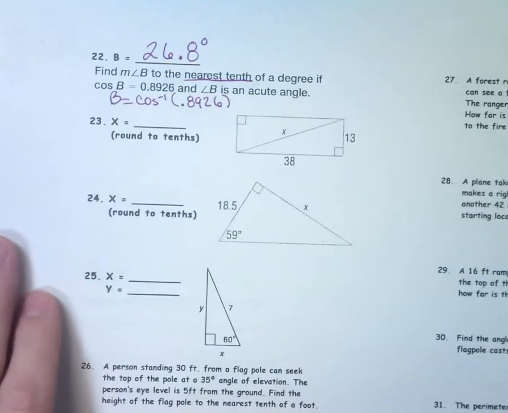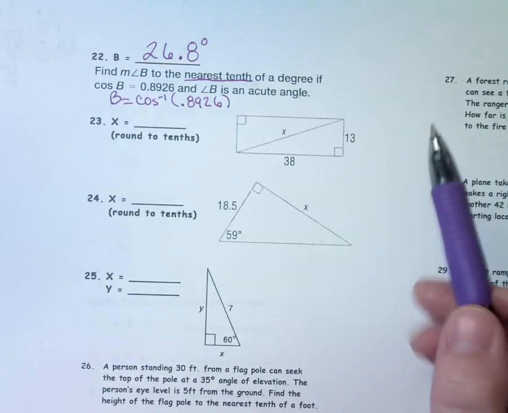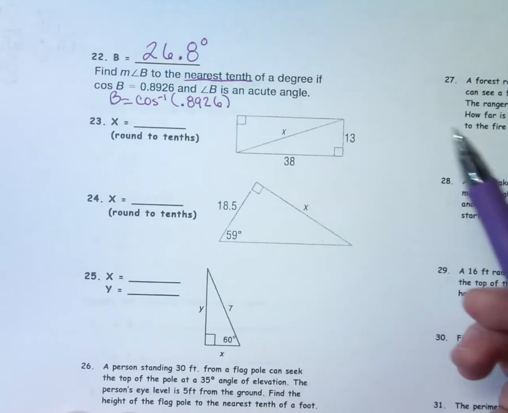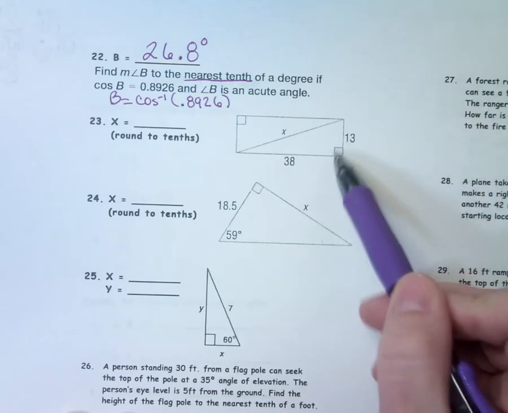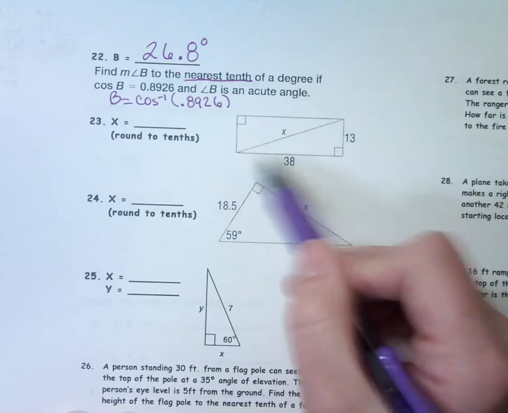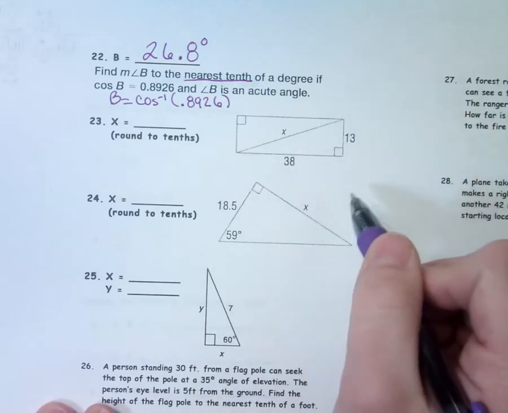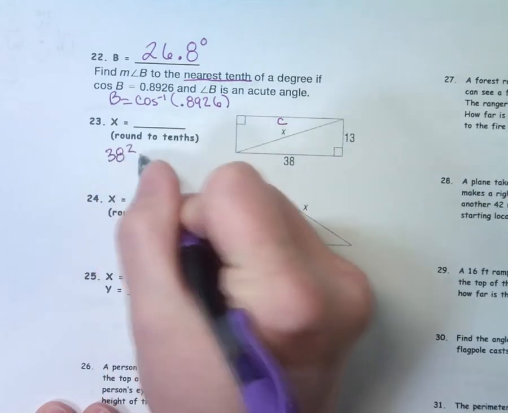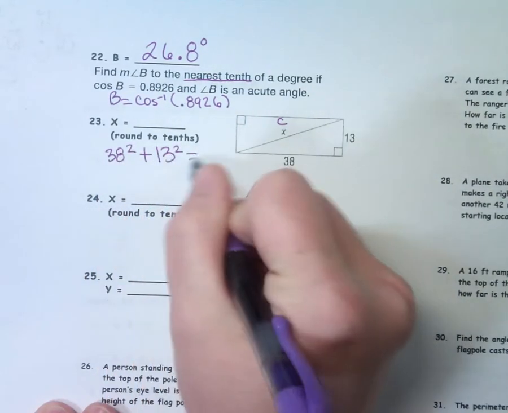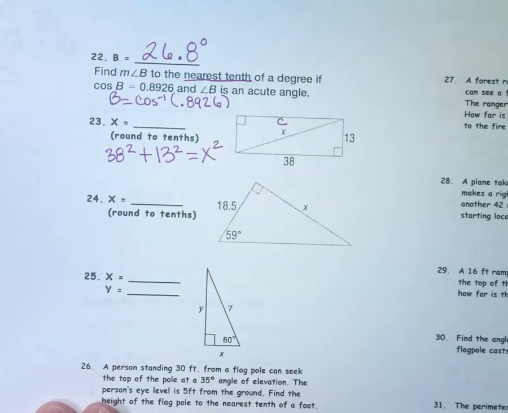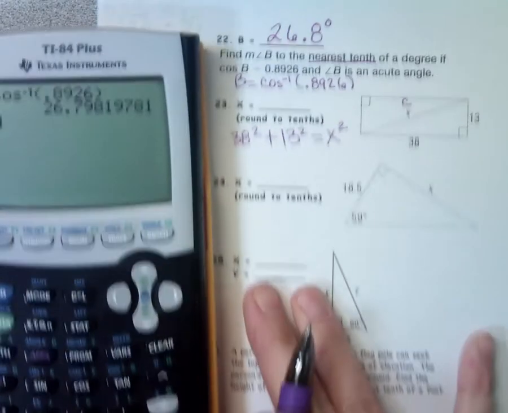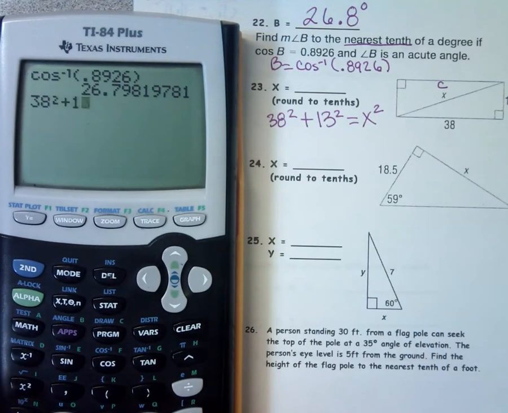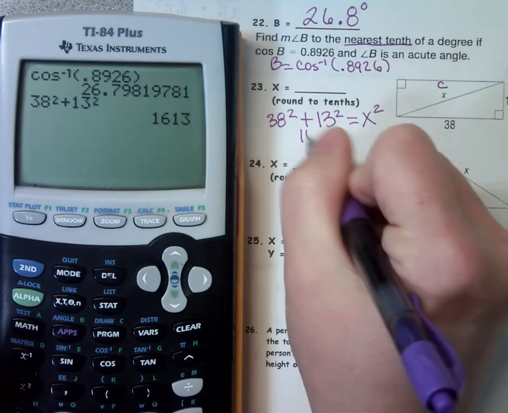Okay, 23. It wants us to find x. I don't know what these angles are, 30, 60 or 45, 45, but I do have a right triangle, and I do know two sides, so I can use the Pythagorean theorem. So which one's the c? The x. So it's going to go 38 squared plus 13 squared equals x squared. Okay, this is easy. In my calculator, I can put in the 38 squared plus the 13 squared, which makes 1613.